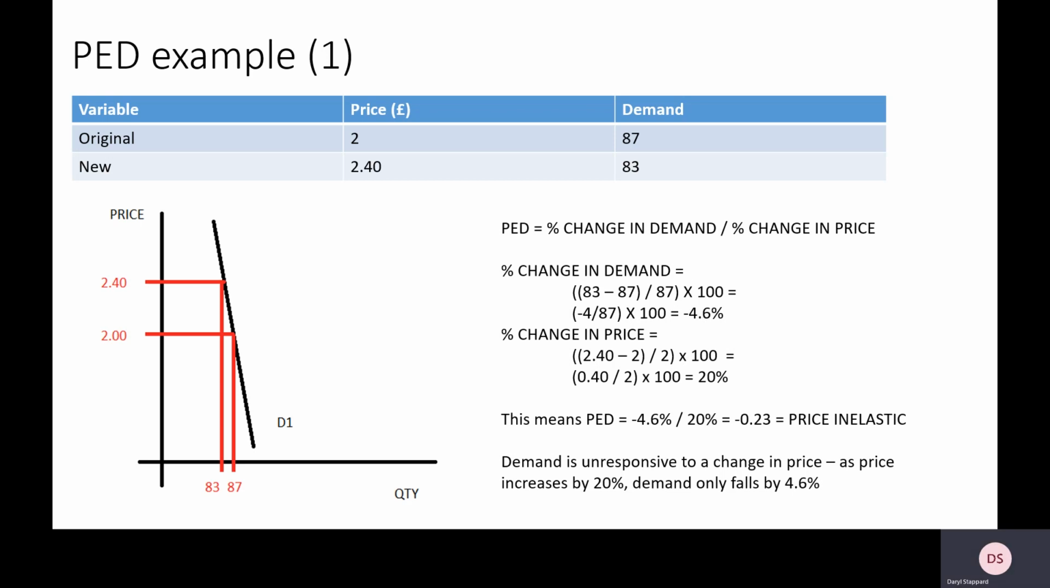If we put this into the formula to work out PED, so minus 4.6% divided by 20, we get a score of minus 0.23. Now, what we know is that any score between 0 and minus 1 from the formula is price inelastic in demand. So the demand for this product clearly is price inelastic.